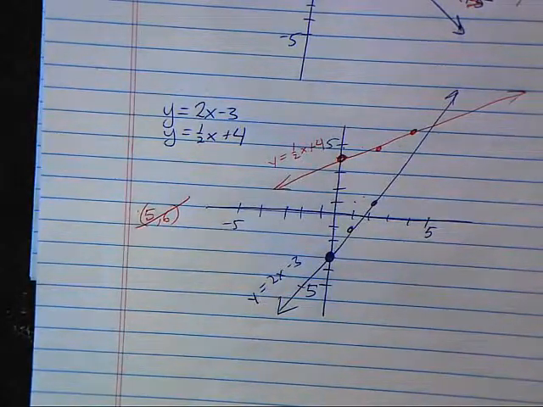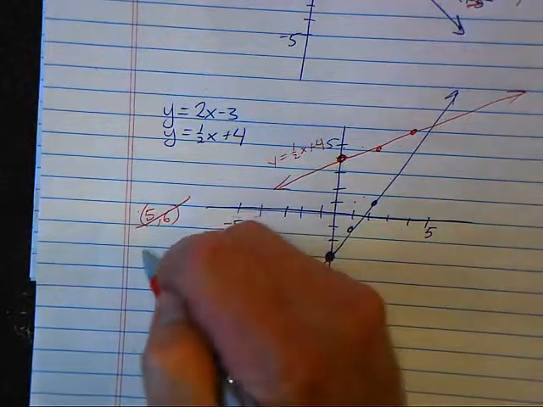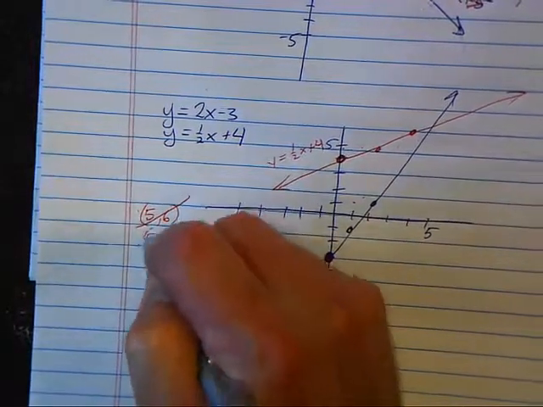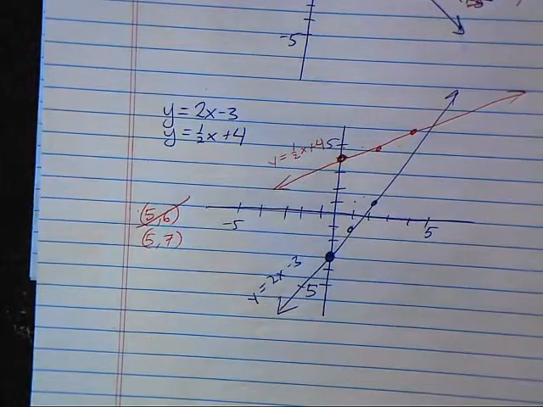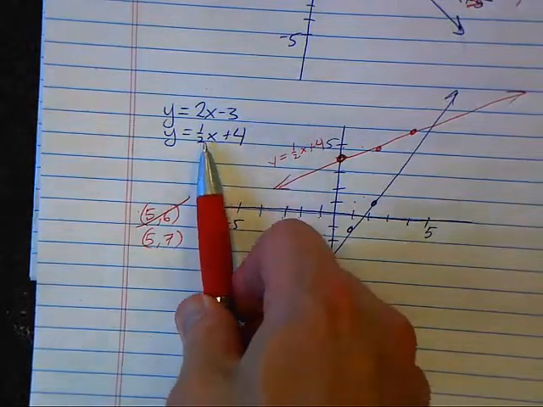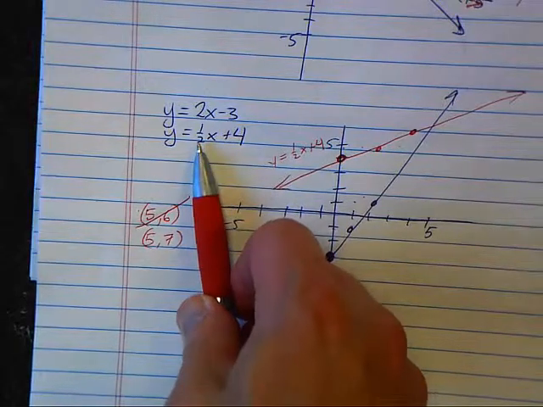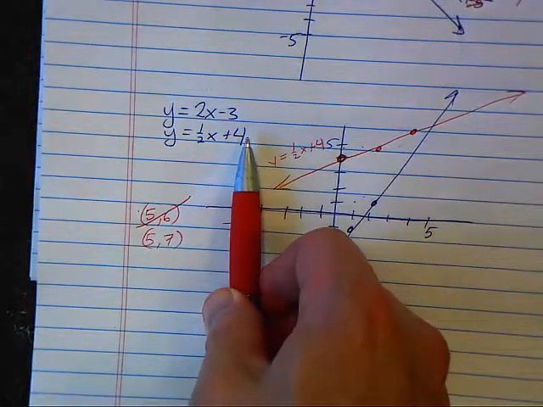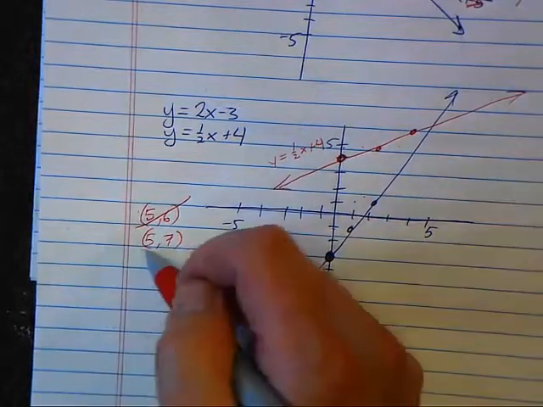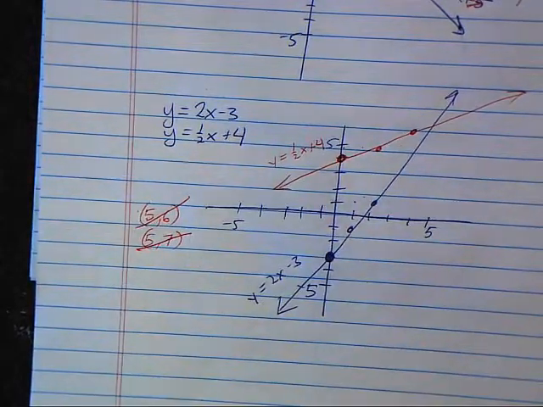So now we got to go back to our graph and we got to look again. What's that? 5 comma 7. Well, we know that works in the first one, don't we? Because we already did that. Does it work in the second one? What's 1/2 times 5? 2.5? 2.5 plus 4? 6.5. Not the right answer, is it? Cross it out.